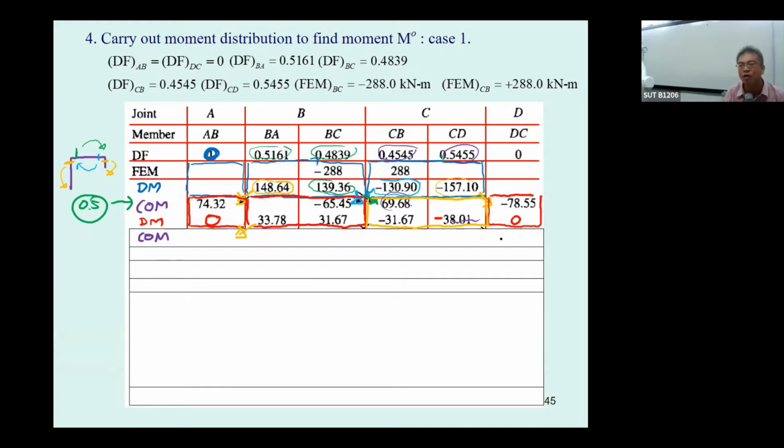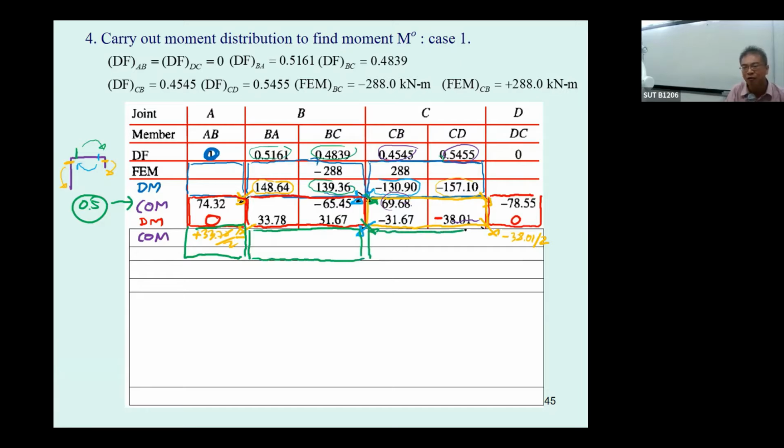33.78 will carry over here, and this one will minus 38.01 divided by 2. This one is going to be positive 33.78 by half. Okay, and then you do it again for this light blue one. This one moves over here, and the green one just moves half into this portion, and then you do the same thing. Just consider the equilibrium of each joint and do the same repeated calculation.